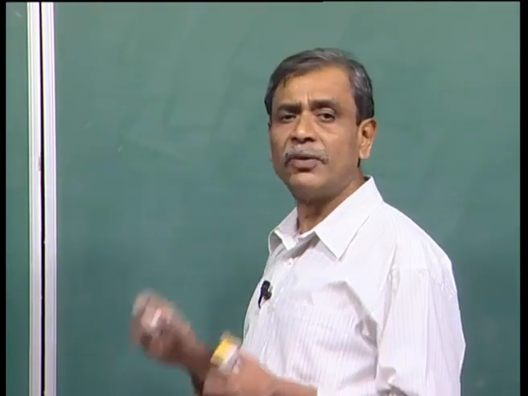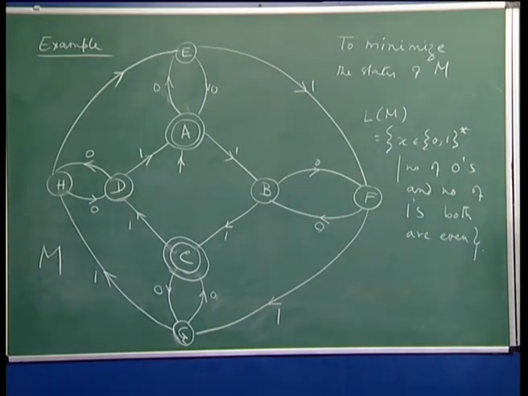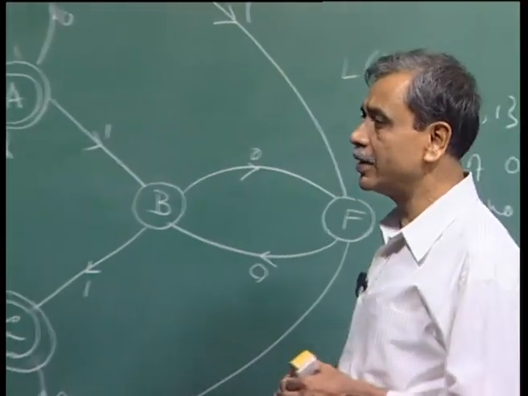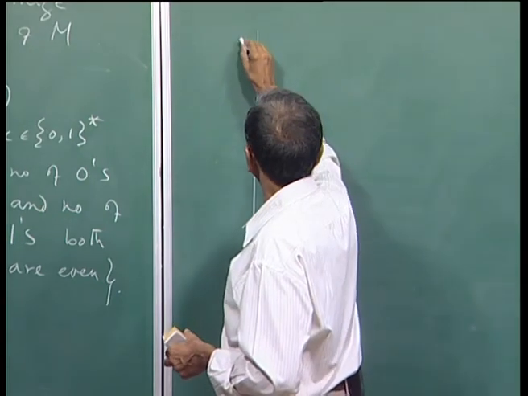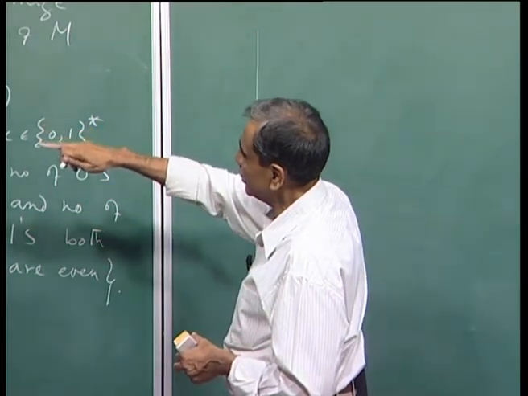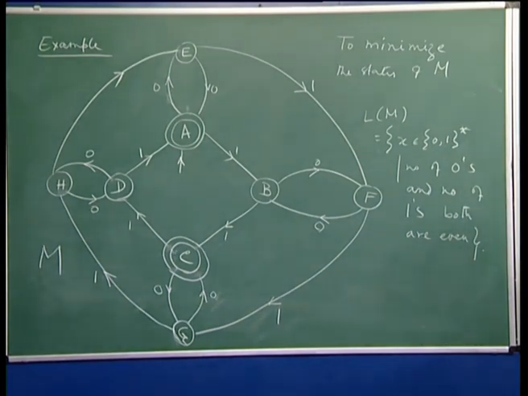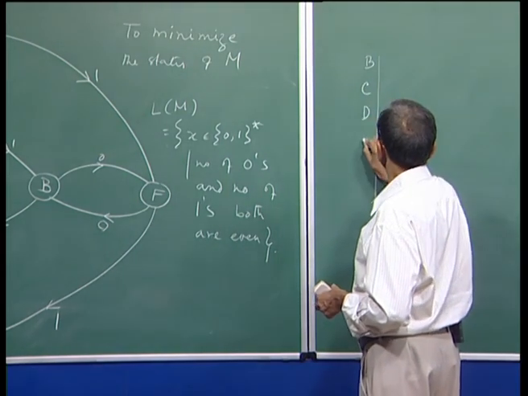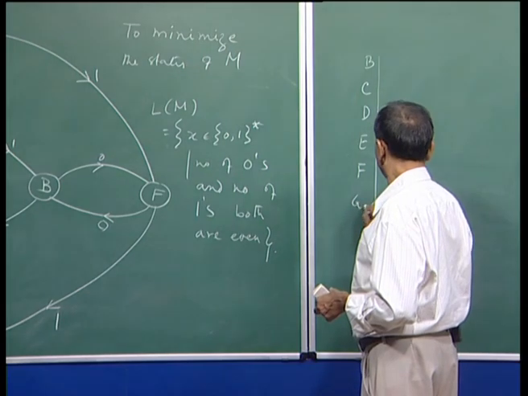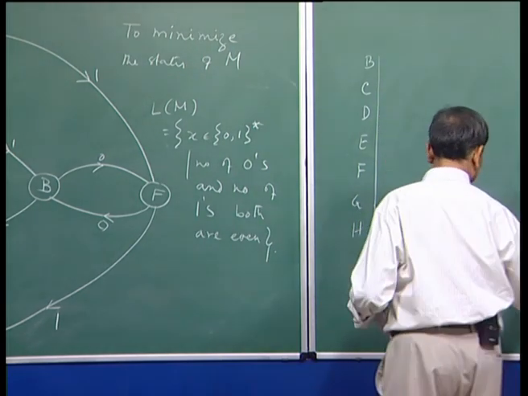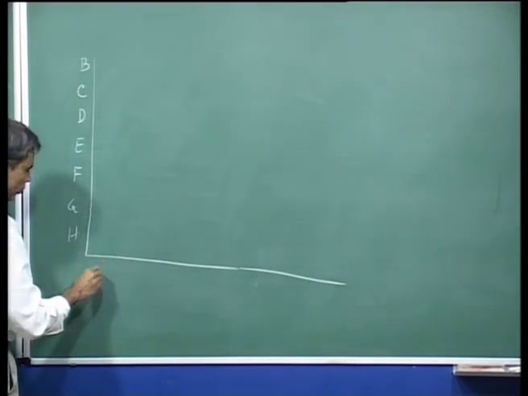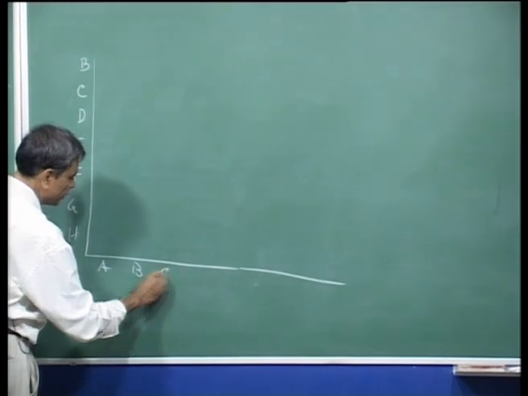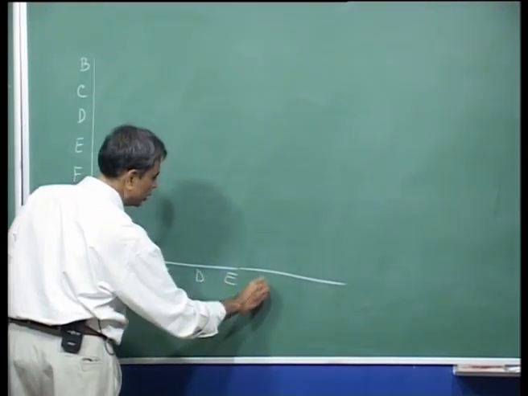Now, first of all, remember our first step in doing this minimization is figuring out which pairs of states are distinguishable, right? For that, one way of writing it is, suppose there are 8 states A, B, C, D, E, F, G, H. So let me make a table like this. This is just a way of keeping track of all pairs without bothering about their order.